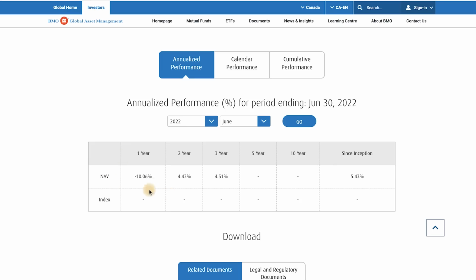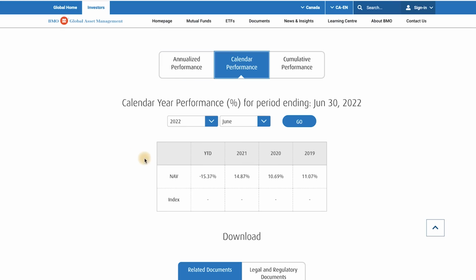So, it's 1 year, 2020, hasn't done so well. But again, that's the stock market right now. But its 2-year annualized return was 4.43%. Its 3-year was 4.51%. And since inception, its growth was 5.43%. Looking at its calendar performance, you can see, year to date in the negative, but in 2021, it had a return of 14.87%, in 2020, 10.69%, and in 2019, 11.07%.